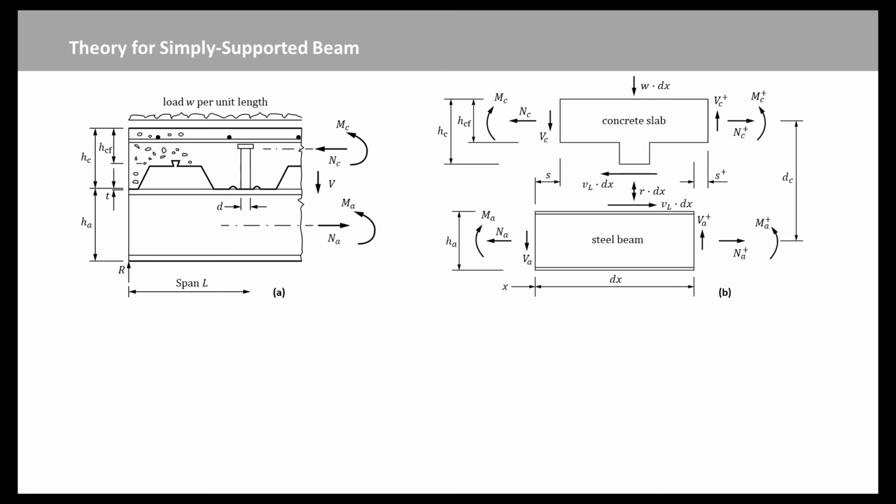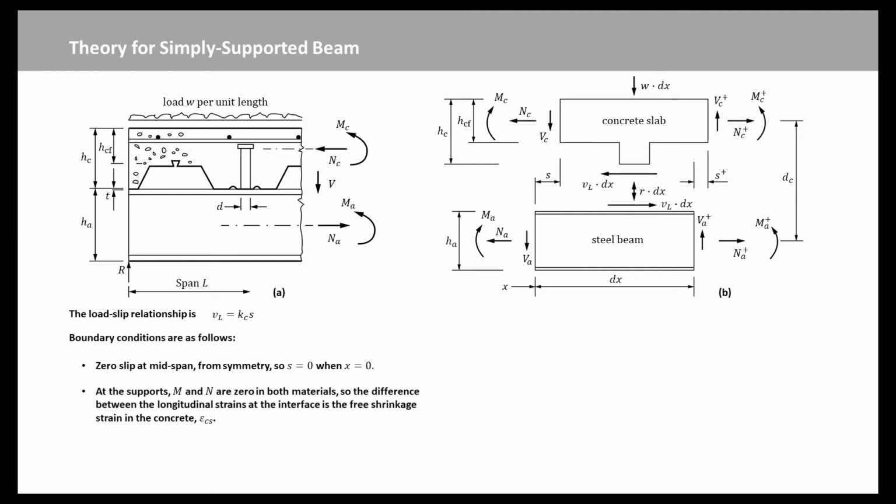From longitudinal equilibrium, Nc equals minus Na. The interface vertical force R per unit length is unknown. Let the interface longitudinal shear be VL per unit length, so the force on each component is VL times dx. It must be in the direction shown, to be consistent with the sign assumed for the slip S. The stiffness of the shear connection, shear force per unit length per unit slip, is Kc, so the load-slip relationship is VL equals Kc times S.